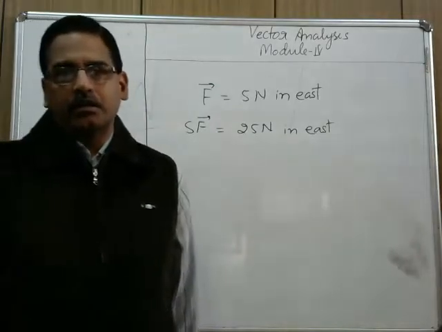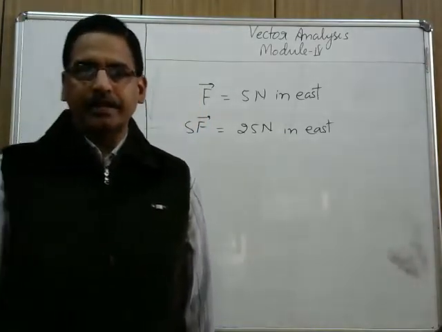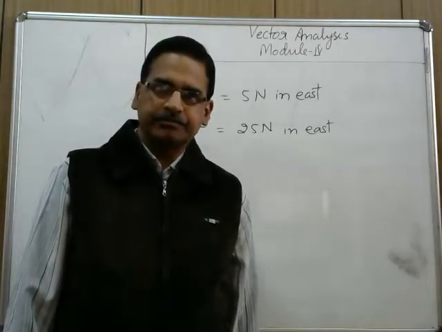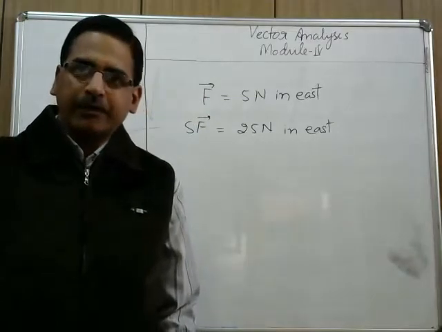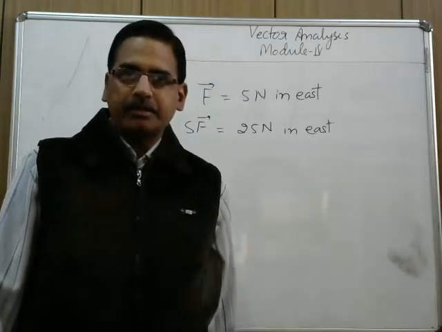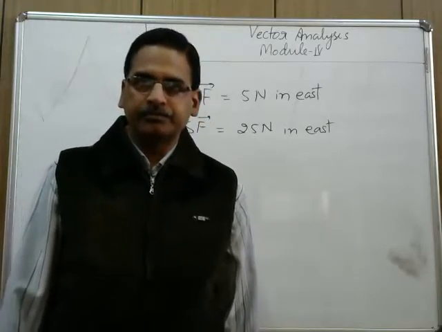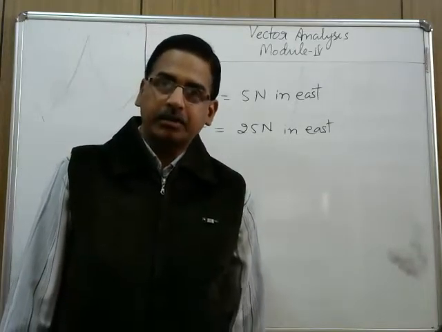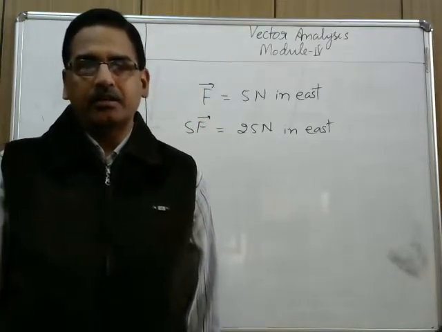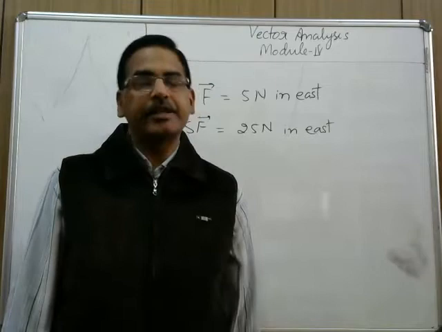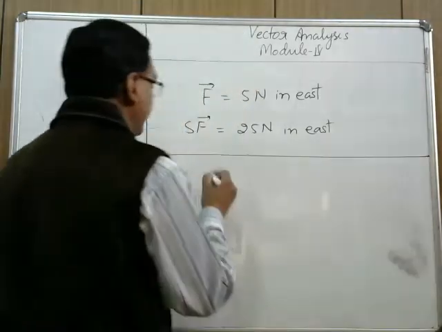When a vector quantity is multiplied by a scalar quantity, a new quantity is formed whose magnitude is multiplied but the direction remains the same. So, this is one thing. Second thing, I am taking the example of velocity.